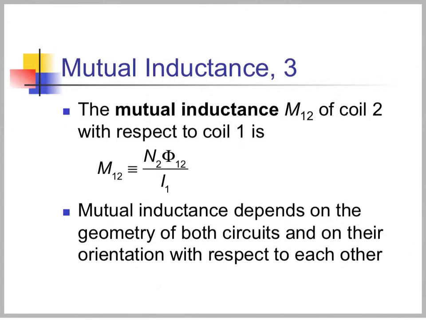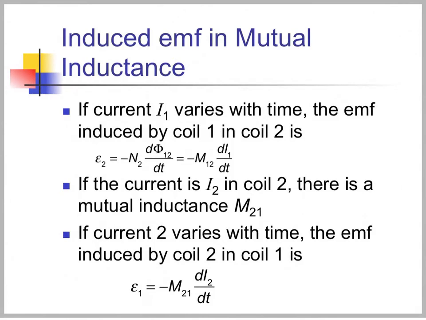Of course, if there is a current I2 in coil 2, there's an induced EMF in coil 1 as well. So in mutual inductance, the EMF induced in one coil is always proportional to the rate at which the current in the other coil is changing. And the mutual inductance in one coil is equal to the mutual inductance in the other coil. In other words, M12 is the same as M21, and so we'll just call it M. And so the induced EMFs can be expressed as the EMF in coil 1 is M times the time rate of change of the current in coil 2, or vice versa.